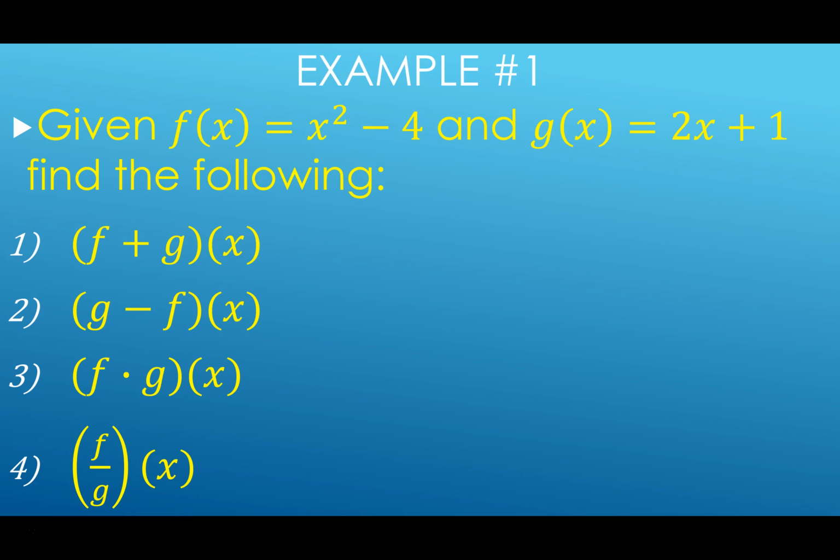So we'll be given a function. F of x is x squared minus 4. G of x is 2x plus 1. And we're asked to essentially complete the four arithmetic operations: f plus g, g minus f, f times g, and f divided by g.